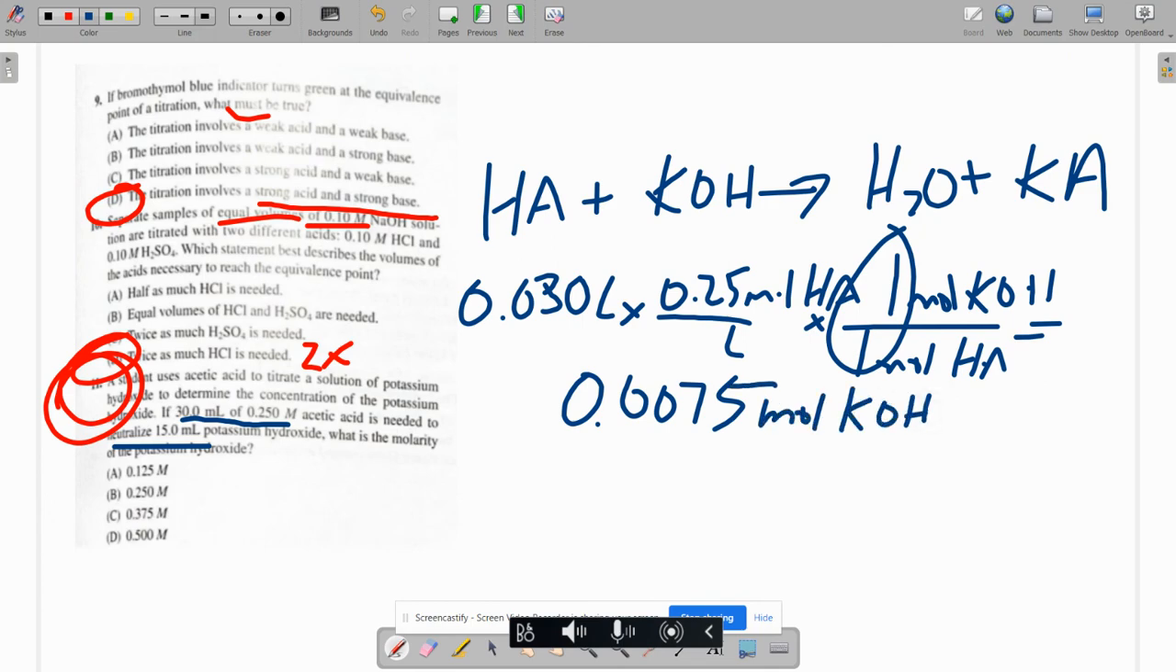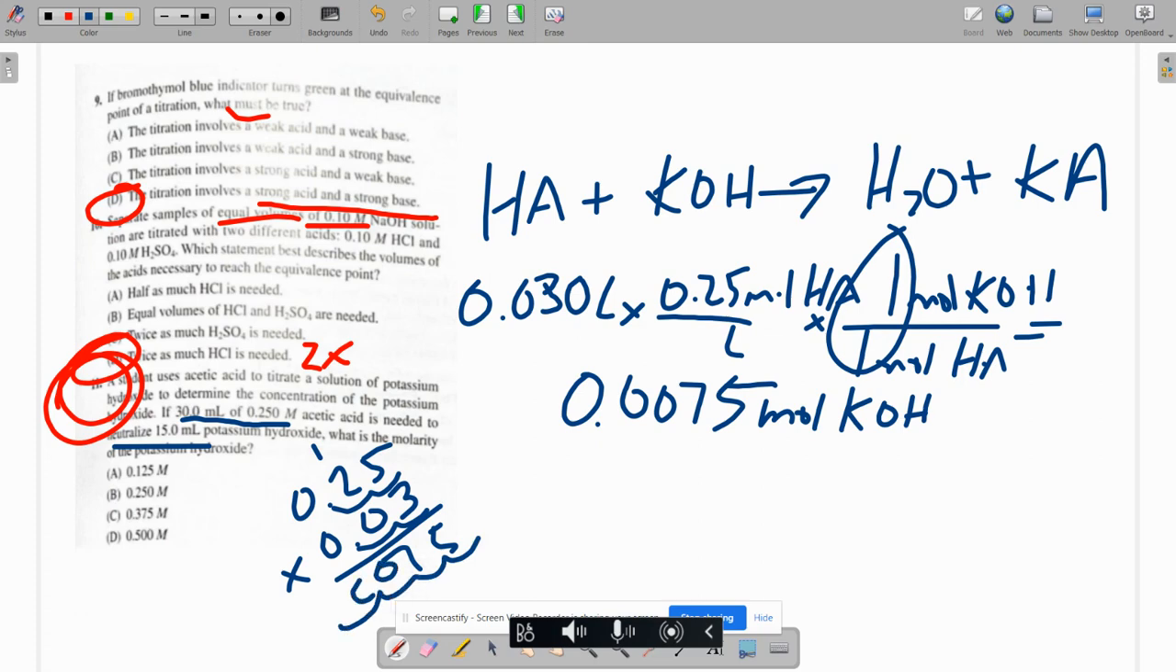Now if you didn't like that mental math, this one's a pretty easy one to do with straight up normal multiplication. Like 0.25 times 0.03, so 15, 6, 7, right? And then 1, 2, 3, 4 decimals, 1, 2, 3, 4 decimals. So I think you guys can do that, right?